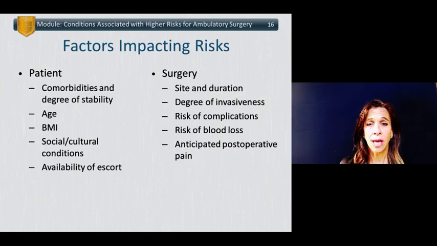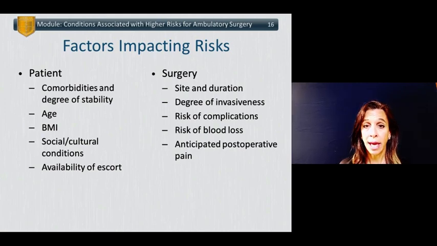So what are the factors that impact the risk of ambulatory surgery? Well, you can divide those into patient factors and surgery factors. Patient factors are comorbidities and the degree of the stability or control of those comorbidities, the age of the patient, the BMI, social and cultural conditions, such as their expectations around ambulatory surgery and their support, and the availability of an escort.